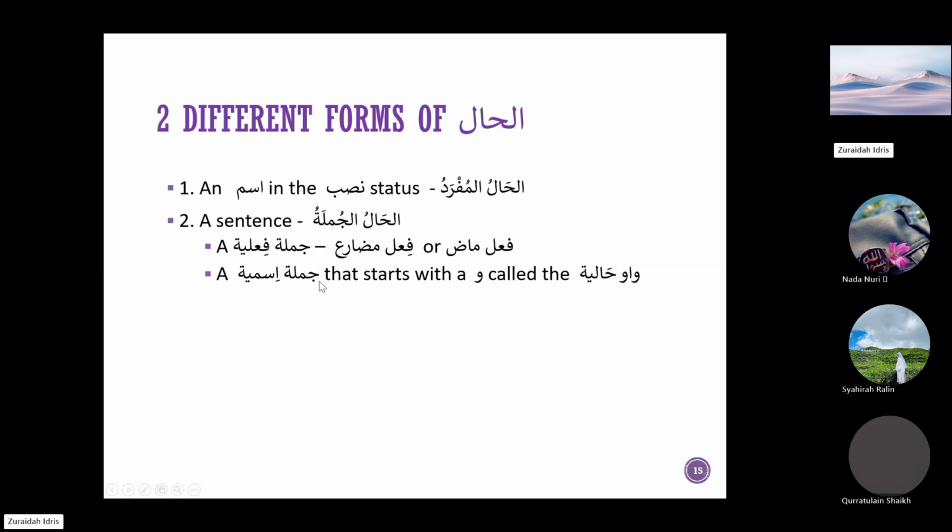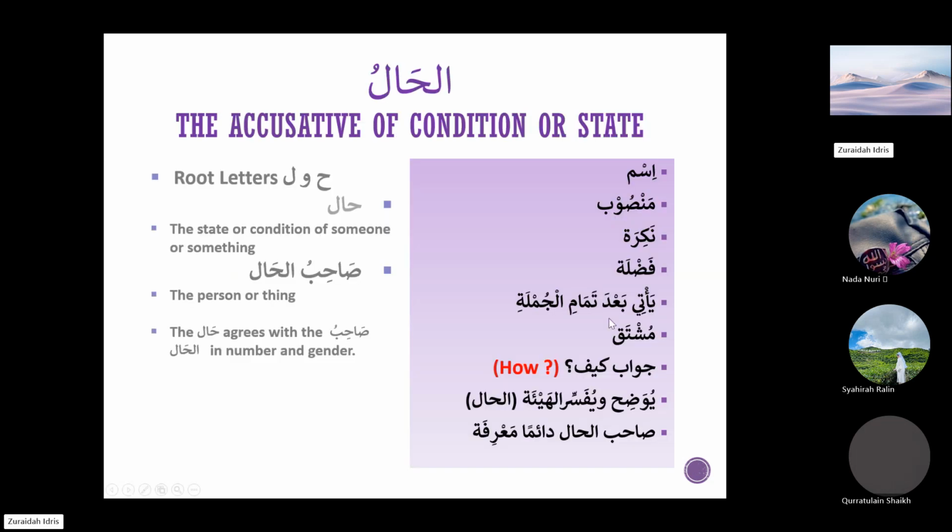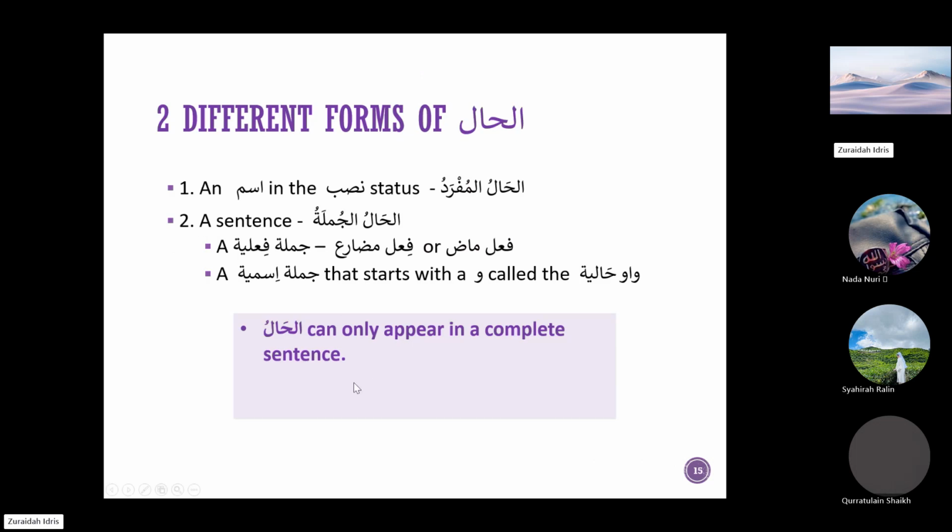Usually with a jumla ismiyah, it will start with a waw, and this waw is called haliyah, and we will normally translate it as "while." Now, this is in conjunction to what we said before, that it is fadla as well as it comes after a complete sentence. So that's why I'm saying it again, and it's important to remember this.